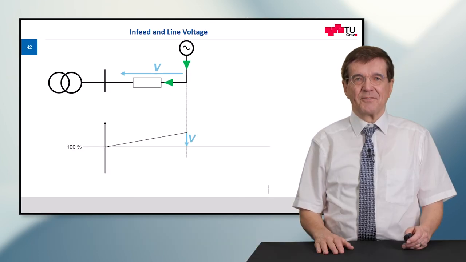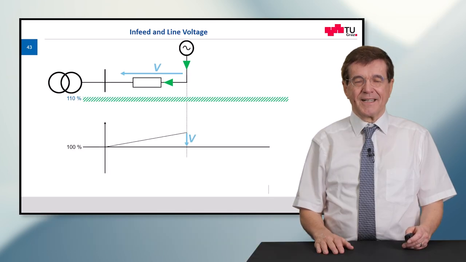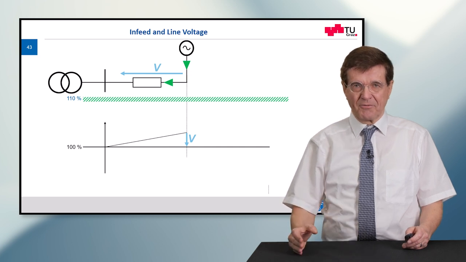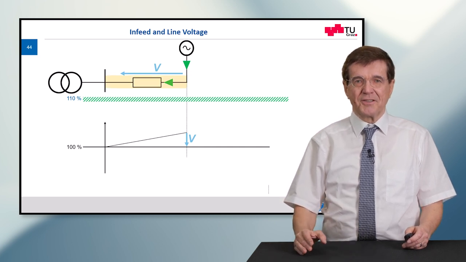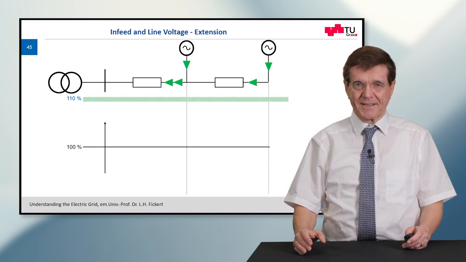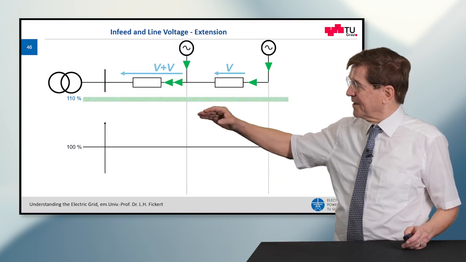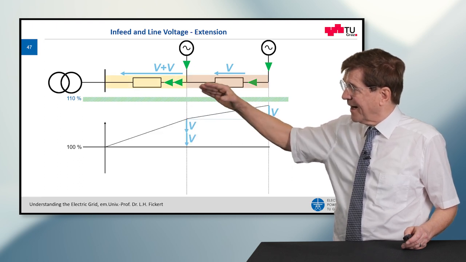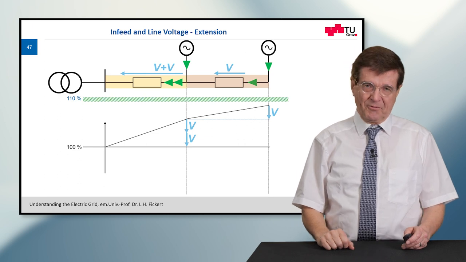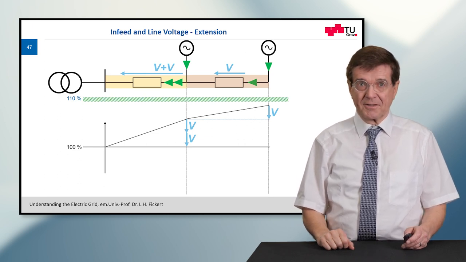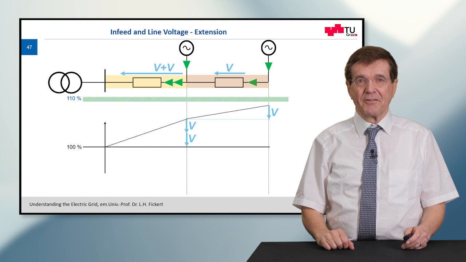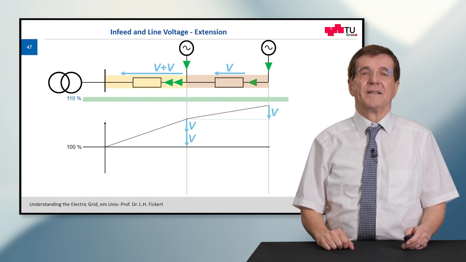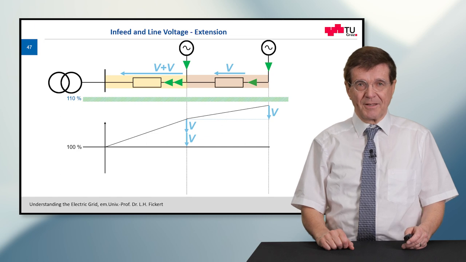So here we can see that the voltage is rising, and again, as long as it is within its statutory limits, it is okay. Now again, with the same methodology as before, we add a second voltage source, and we can see now the voltage is added, and we have at the end a higher voltage than we had before. So again, this is the general rule: at the end of a line of infeed, the voltage is the highest, but as long as it is within its statutory limits, it is okay.